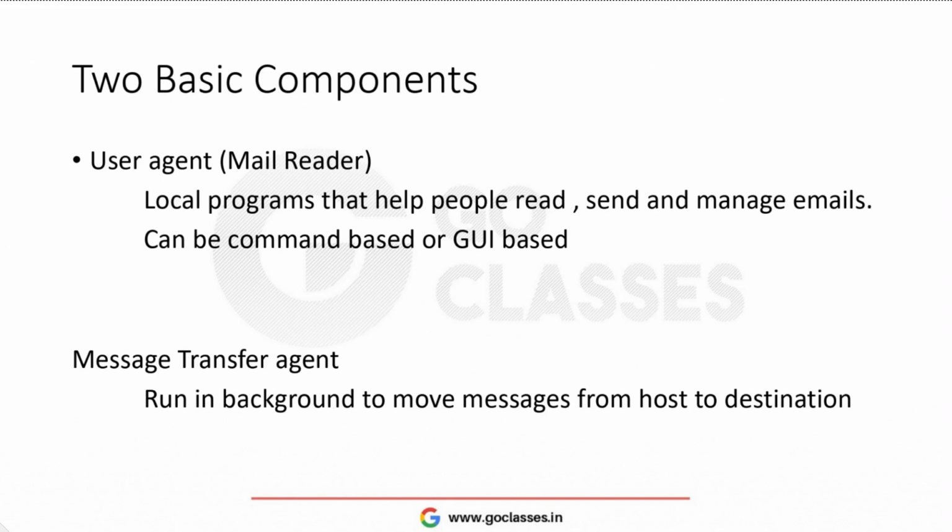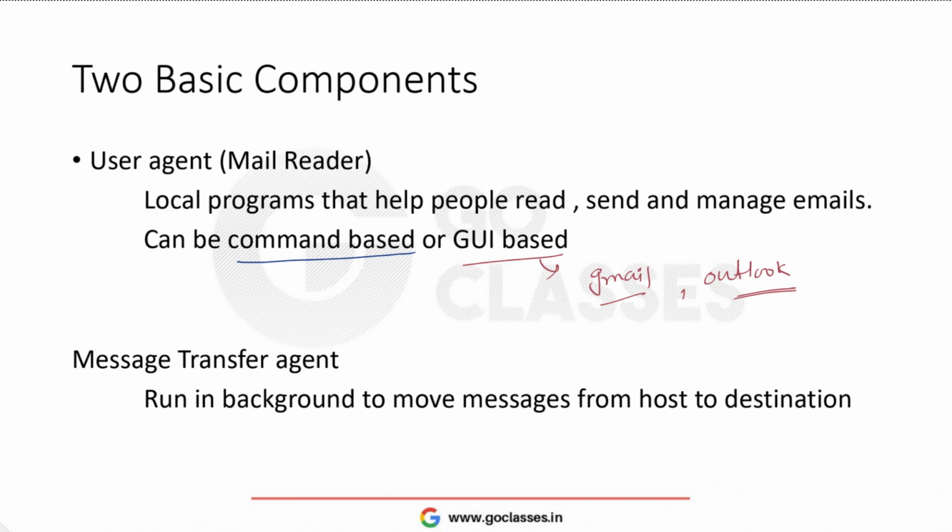Now, as you have seen, there are two basic components. One is the user agent, and the second one is the mail server, which is also called the mail transfer agent or message transfer agent. User agents are just like our local programs. They could be GUI based or command based, which means you can use the terminal to send mails, or you can use a GUI like the Gmail GUI or Outlook GUI. Generally we use GUI based applications.